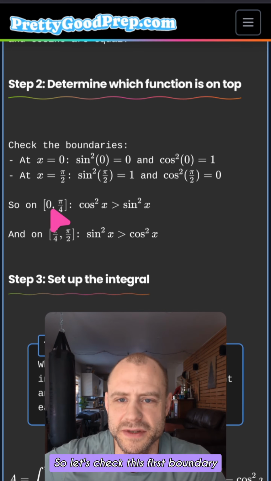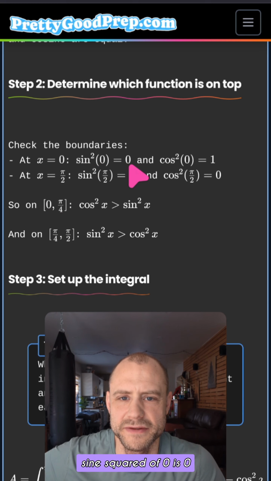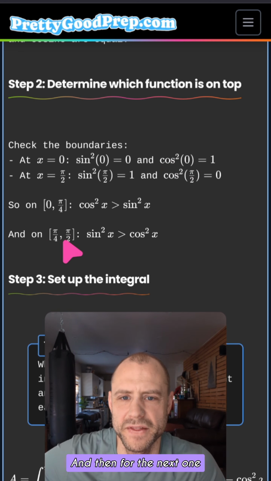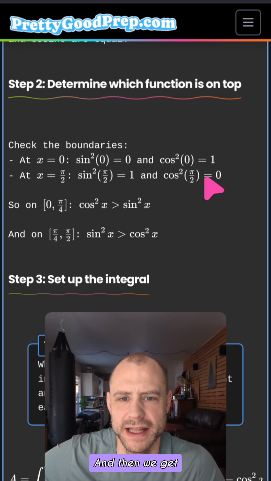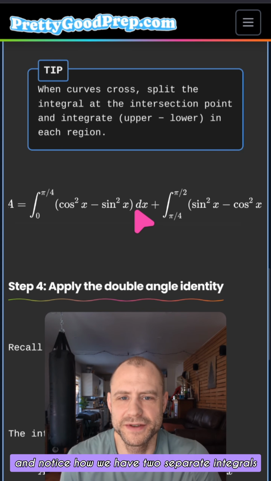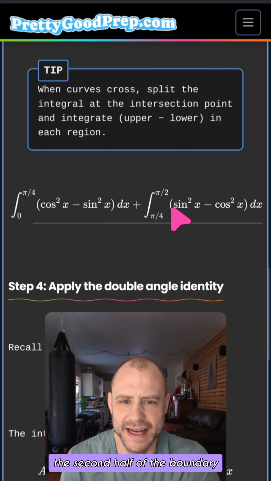So let's check this first boundary. Let's just plug in a point. Let's plug in 0. When we plug in 0, sin² of 0 is 0 and cos² of 0 is 1. So the top function is cosine. And then for the next one, let's plug in pi over 2, and then we get that sine is on top for that one. So we set up the integral, and notice how we have two separate integrals because the top function has changed for the second half of the boundary.